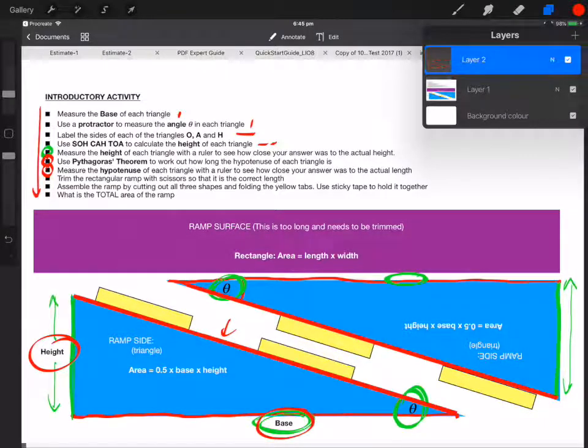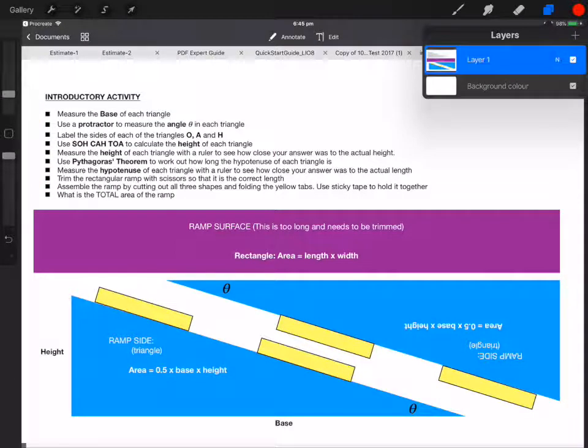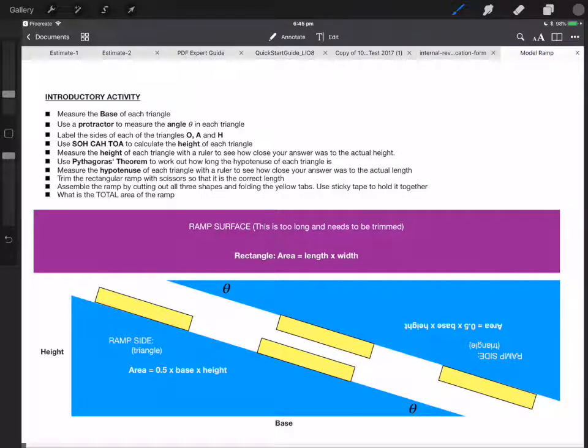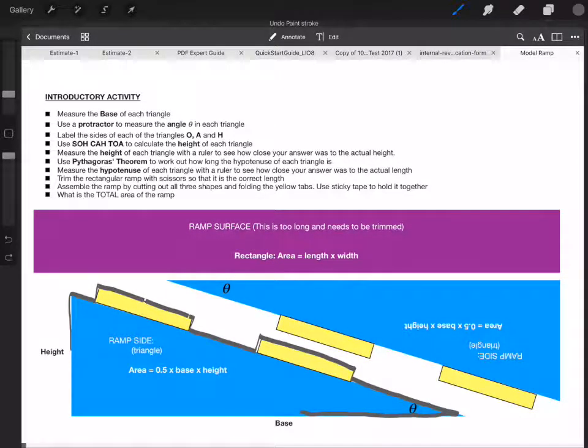Once all that's done, you now need to cut them out and assemble it. You're going to use scissors to cut along here. Make sure you cut around the tabs like this, all the way around, and keep going. Of course, you do the other triangle as well. Go around the tabs like that. So you cut both of these triangles out.